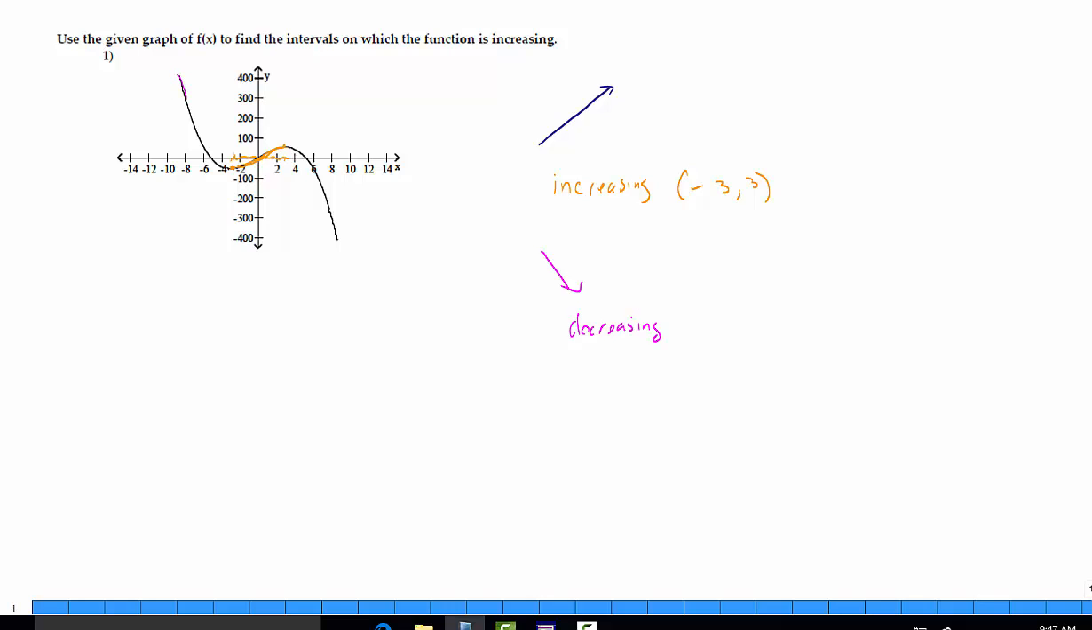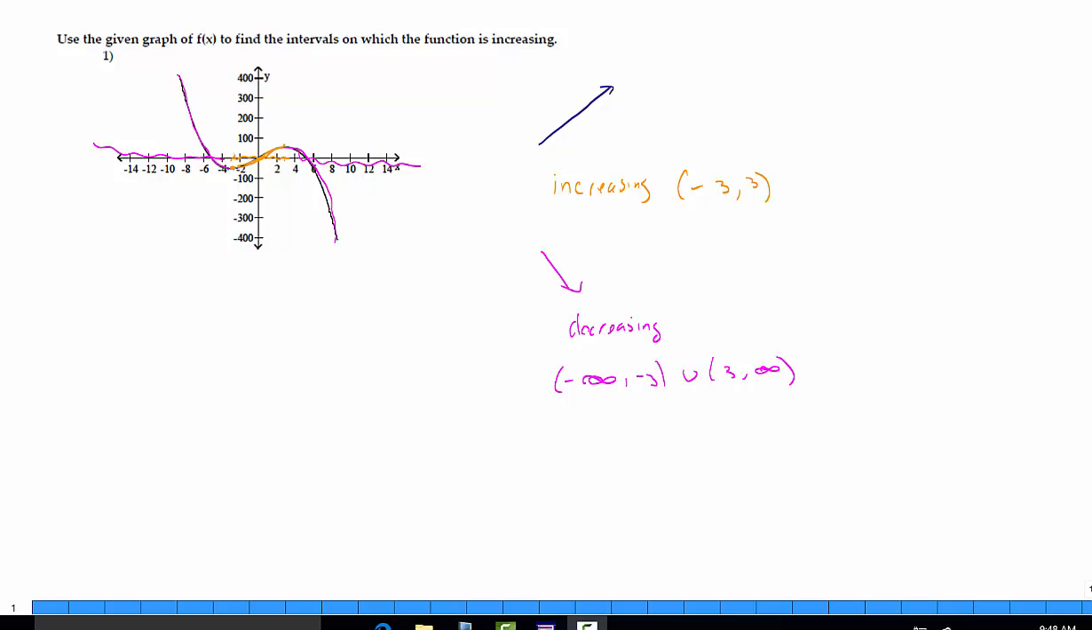You can see from here to here, it's falling, it's decreasing, and then, like I said, we're increasing, and then from here to here, it's decreasing. So on our real number line, it's going to include these areas. So we're going from -infinity to -3, and then union the interval from 3 to +infinity.